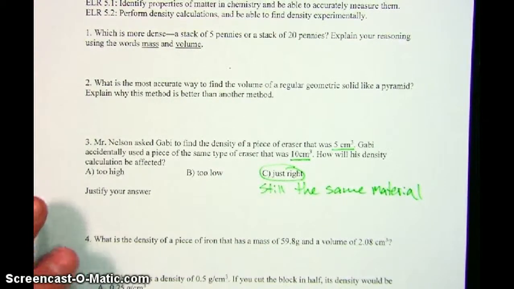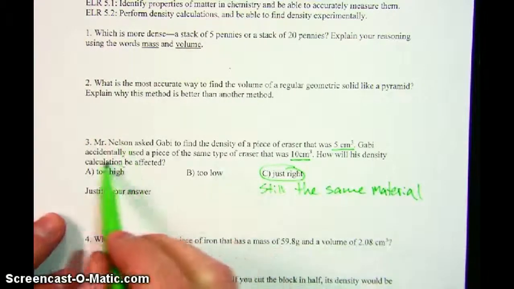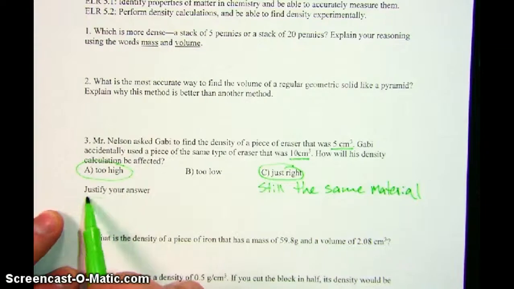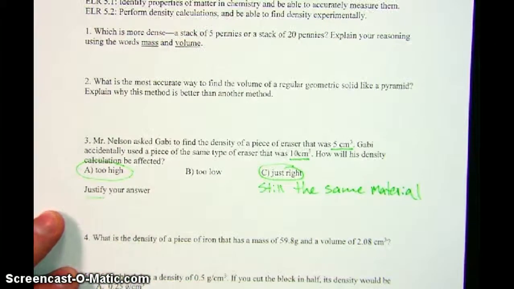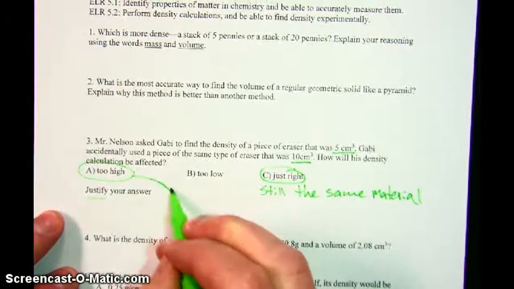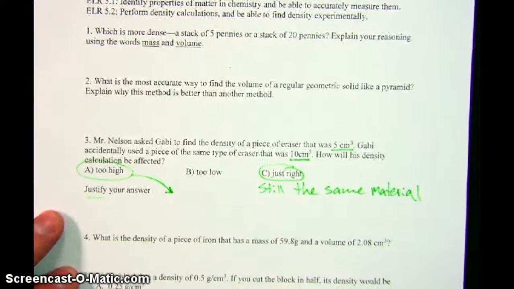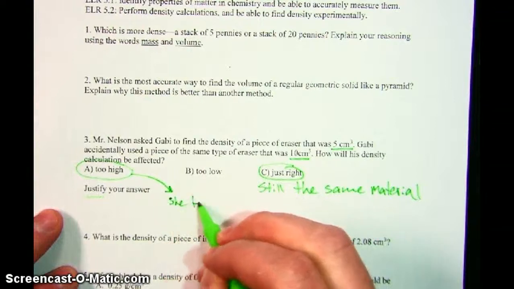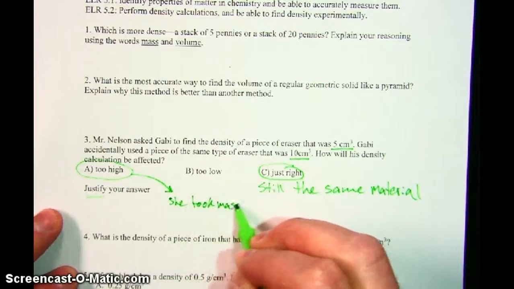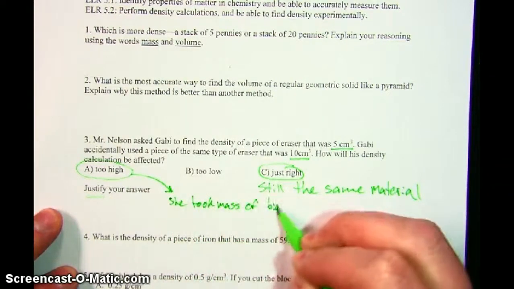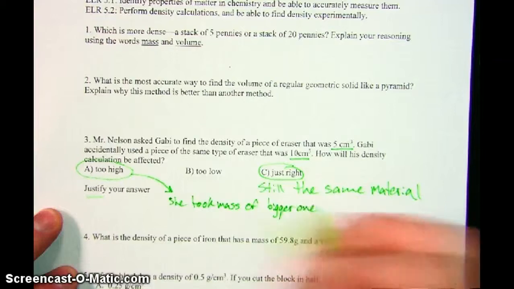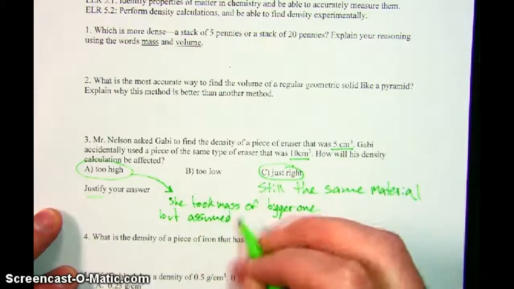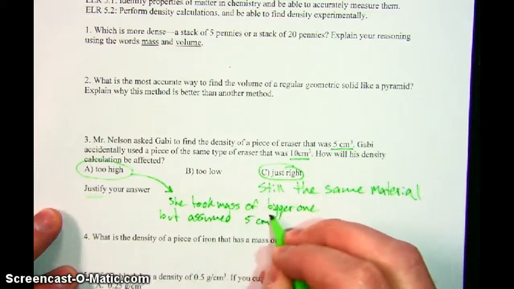However, after reading through some of your answers, I have found that I would also accept this answer only if your justification matched the following. So you could say that her measurement would be too high if she took the mass of the big one but assumed the volume that I gave her at the beginning, 5 centimeters cubed.